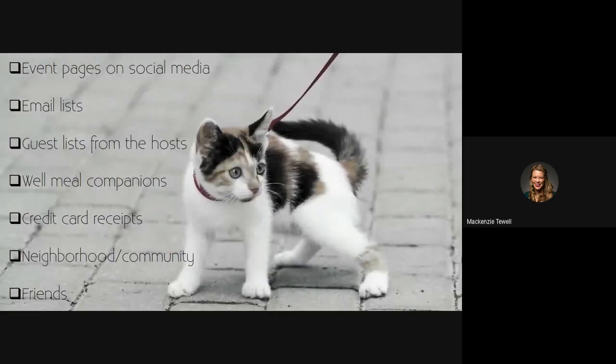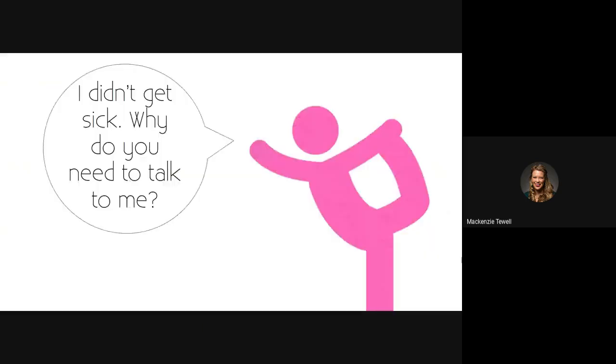So how do you find controls? First of all, keep all of your cats on leashes, but after that, you can ask if there are any of these options available that might help locate controls. So social media, email lists, guest lists, meal companions, using credit card receipts, or even reaching out into the community to find friends or neighbors who are applicable to the control group.